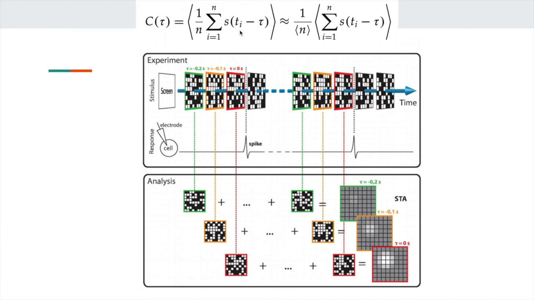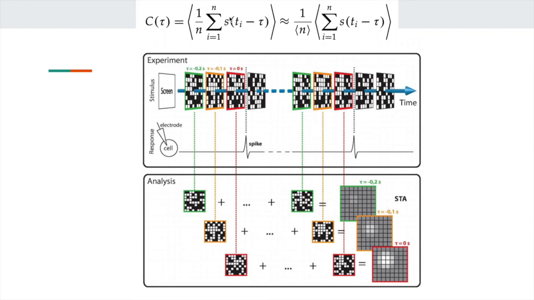So here Ti is the time of a certain spike, right? And if we have n spikes, that's what this variable represents. And then tau is what time before the spike we are looking at to average, right? So to get this grid, we would set tau to be, as mentioned here, negative 0.2 seconds. I mean, just 0.2 seconds before the spike. And then this would calculate the spike-triggered average.